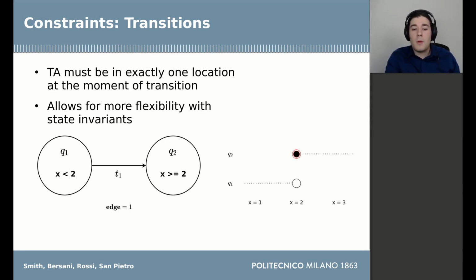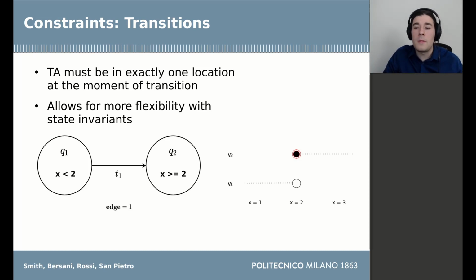We see at the bottom here we have two states in the network. The first one has an invariant saying that the clock x must be less than 2 when that state is active. The second one says that the clock x must be greater than or equal to 2. So clearly there's only one point in time when we can safely make this transition, and that's at the exact instant where clock x is equal to 2. But now at this moment of transition, the question of which state is active suddenly becomes very important.